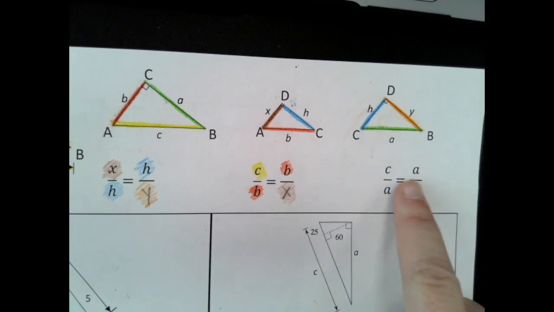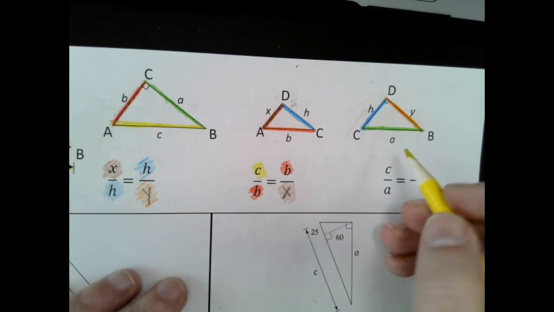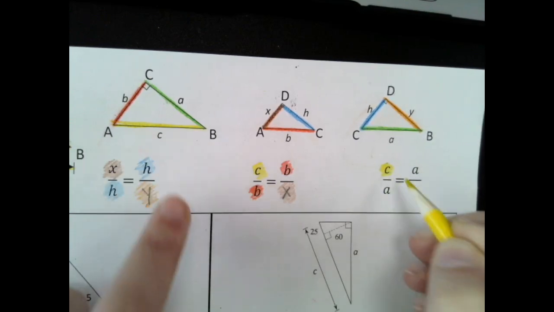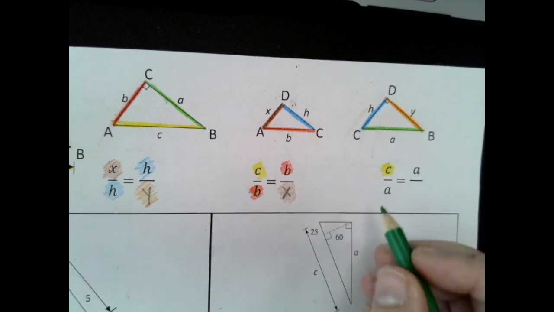Okay, and then we have one more ratio that we're going to use quite frequently. We could come up with a lot more ratios, but just these three will be good enough. So we have C, and this time we're going to compare it to A. A is my green.